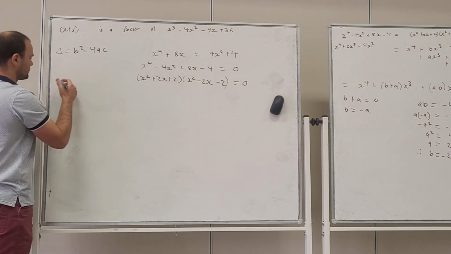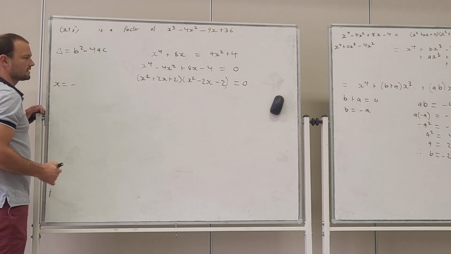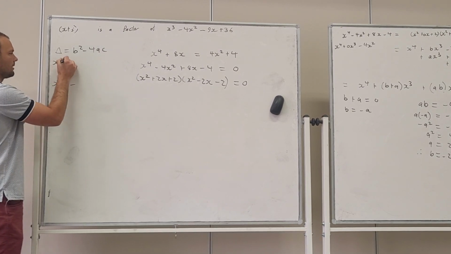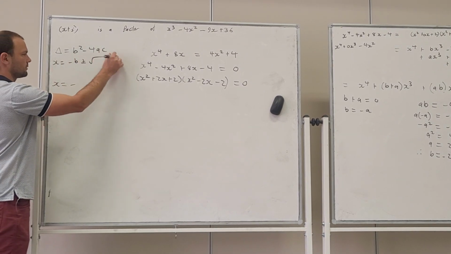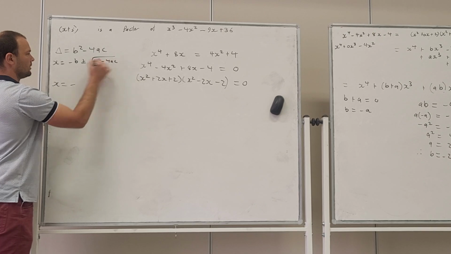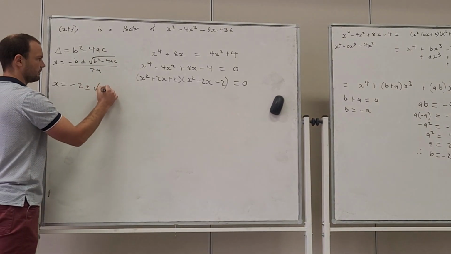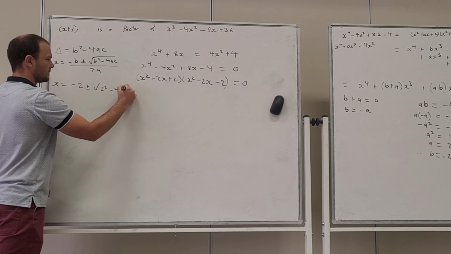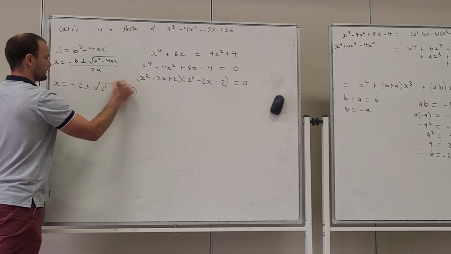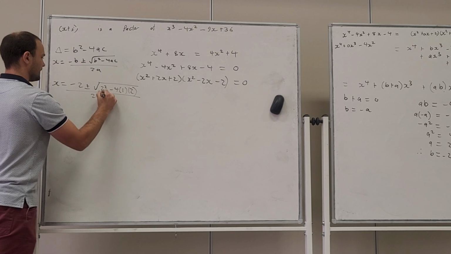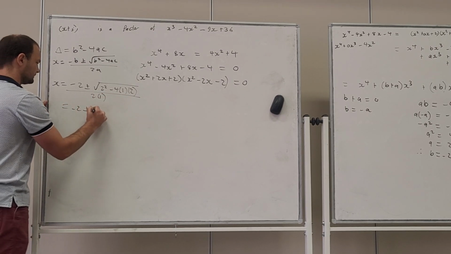So let's do it for the first quadratic factor here. X is going to be minus b, I'll write the formula right here so you guys remember it, minus b plus or minus square root b squared take 4ac on 2a. So we're going to have minus 2 plus or minus the square root 2 squared take 4 times a times c, all on top of 2a. So let's process this.